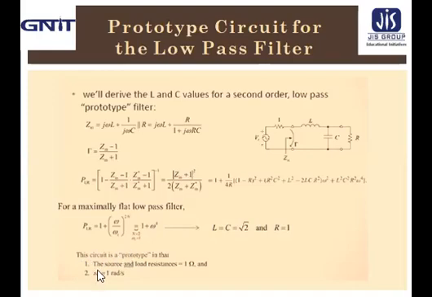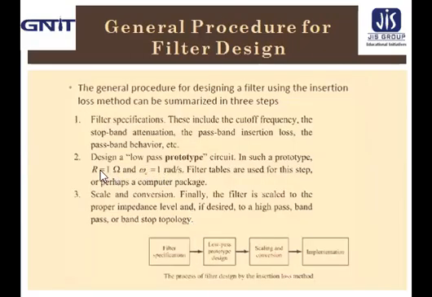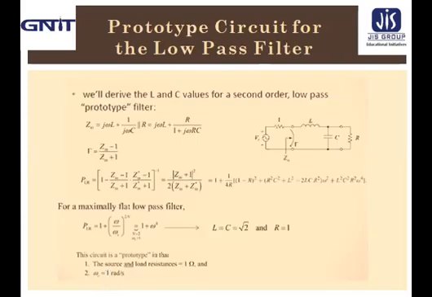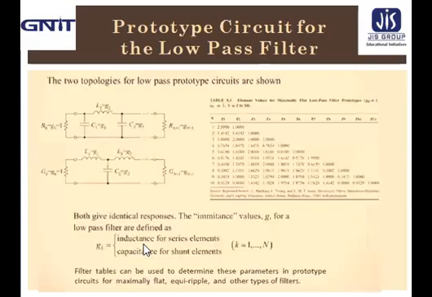In that one, the source and the load resistance equal to 1 ohm, which I have told in previous slides, that R equal to 1 ohm and omega c equal to 1 radian per second, and omega c is equal to 1 rad per second. The two topologies for low pass prototype circuits are shown in this figure.